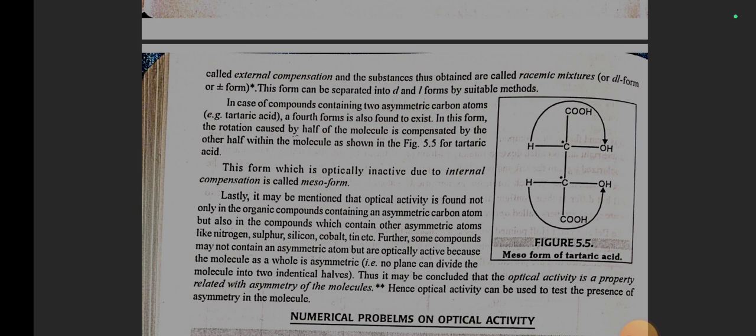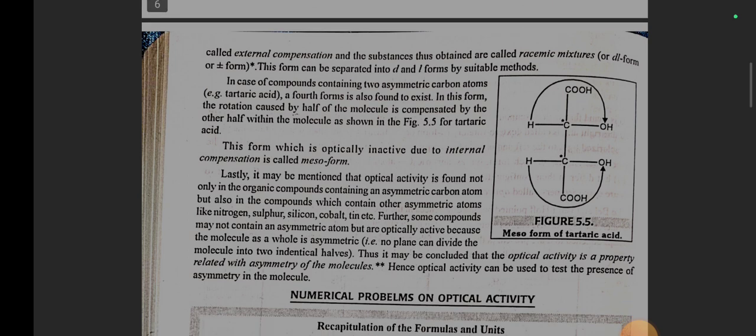In case of compounds containing two asymmetric carbon atoms, a fourth form is also found to exist. In this form, the rotation cast by half of the molecule is compensated by the other half within the molecule, as shown in figure 5.54, tartaric acid. This form, which is optically inactive due to internal compensation, is called meso form.